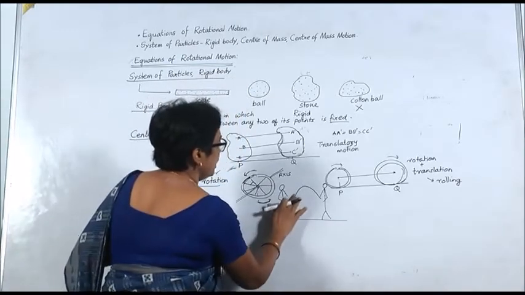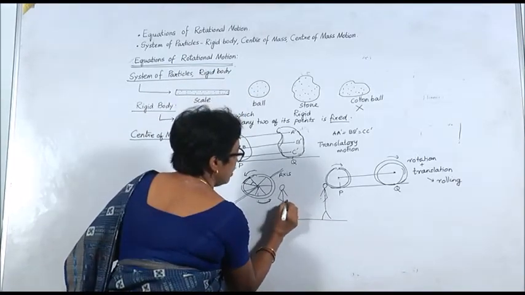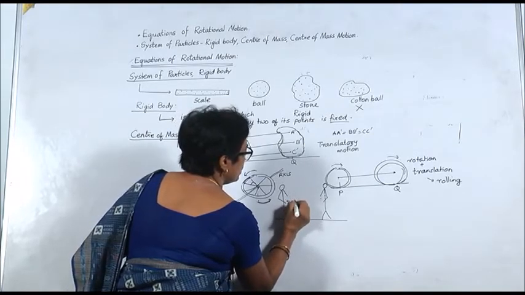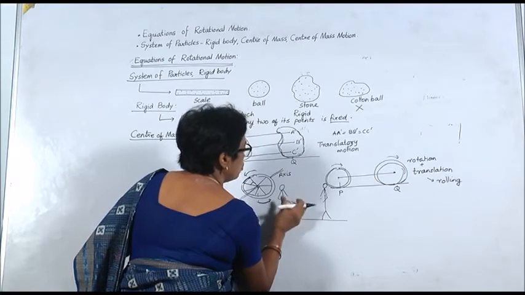But what happens if I throw, let us say, a rigid body, some body, let me say a bat or something, you will see that this body will rotate.